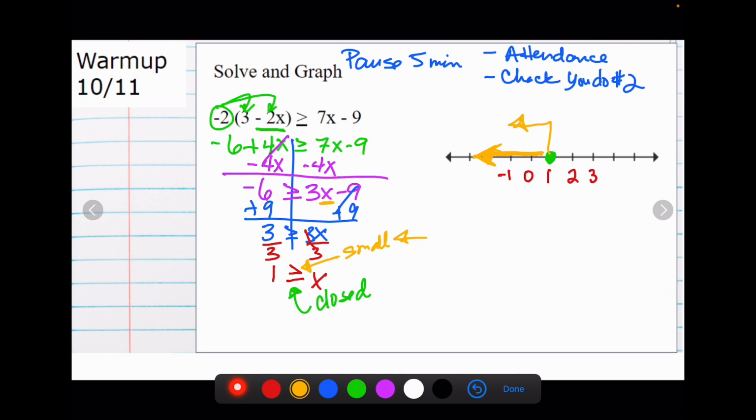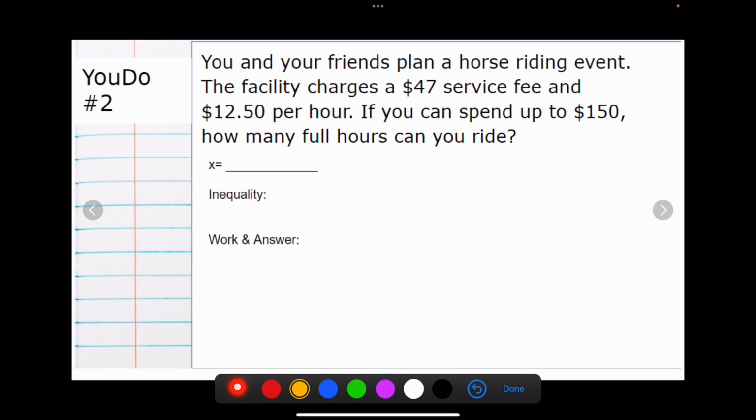Next, we're going to look at the you-do that you guys were supposed to do. And again, Mr. Everett and the sub should have been around checking all of that out. And let's see. You and your friends plan a horse riding event. The facility charges a $47 service fee. That is your starting amount. And plus $12.50 per hour. That is going to be your x.